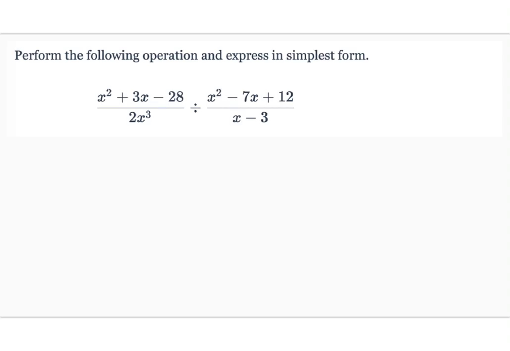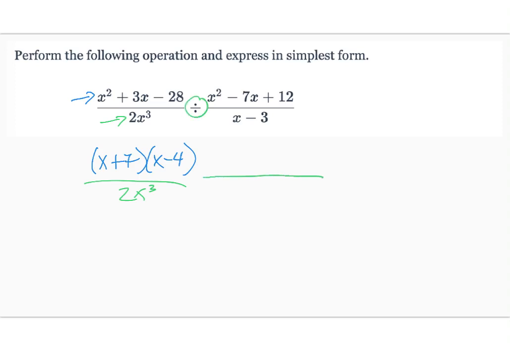Same thing, but now we're looking at dividing. I'm going to factor and divide set up in kind of the same step. I'm going to color code things to make it a little bit easier to follow. We get x plus 7 and x minus 4. 2x cubed. When we divide, we know that's the same thing as multiplying by its reciprocal.